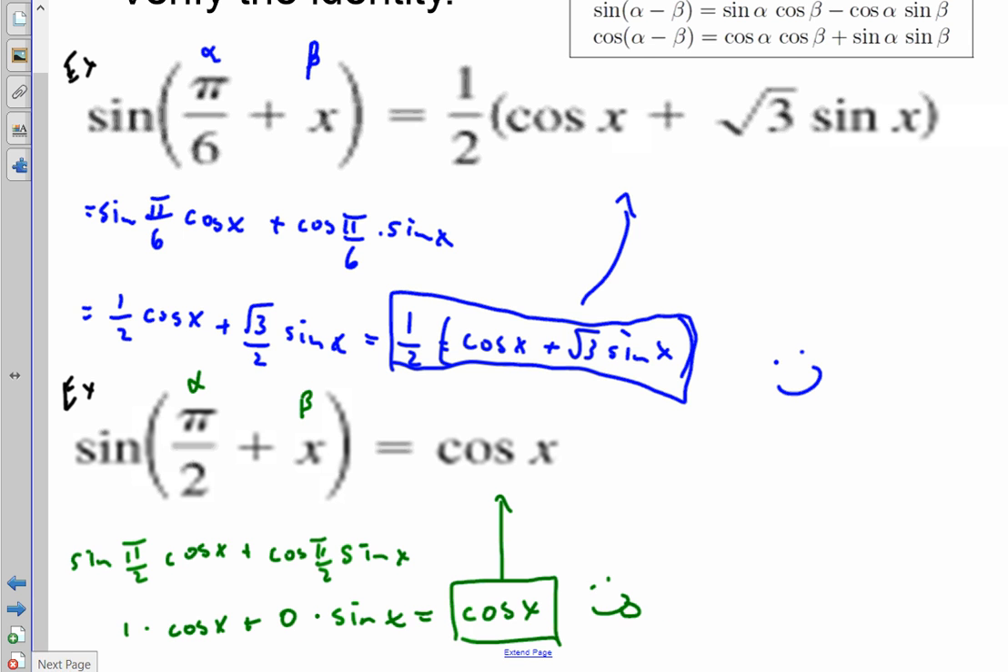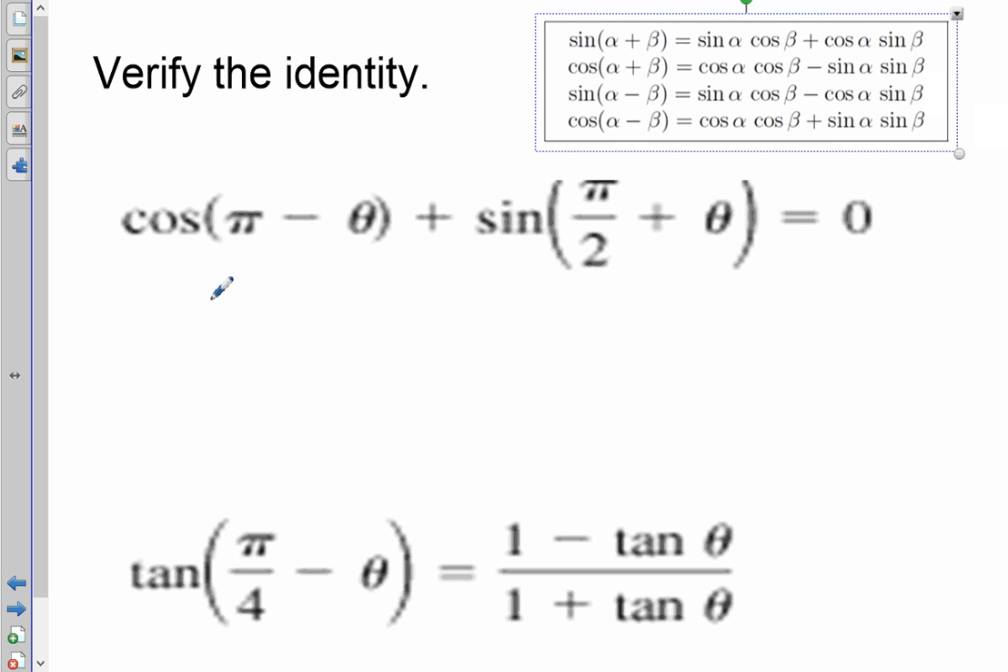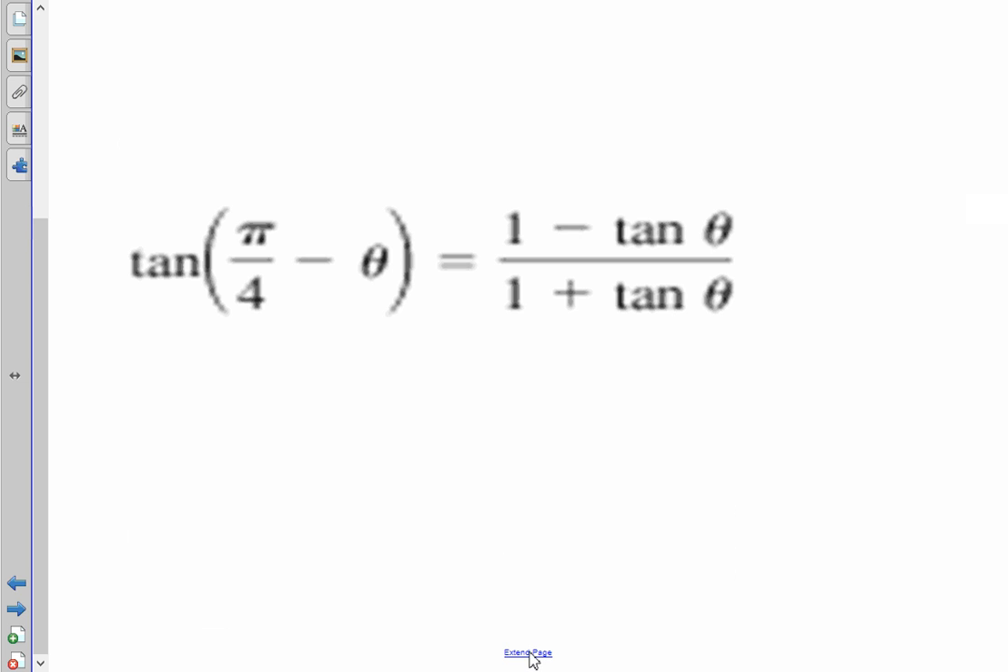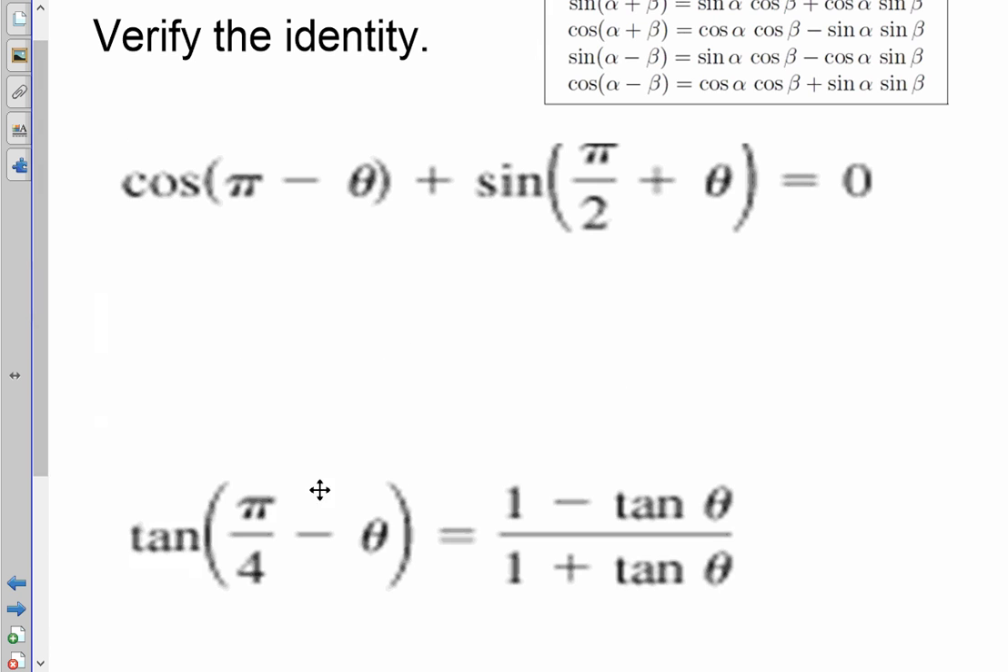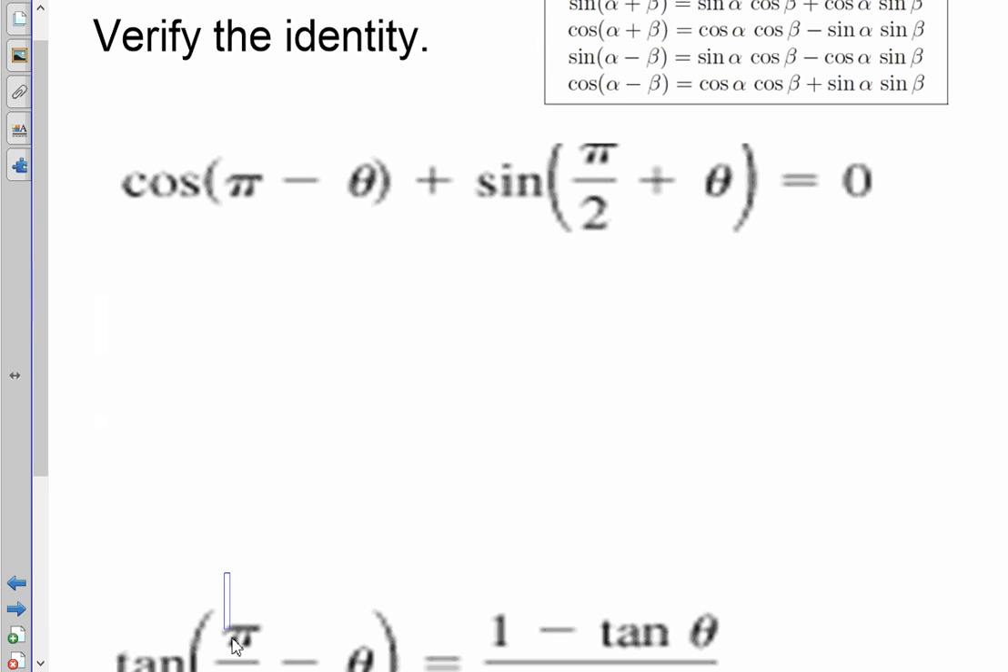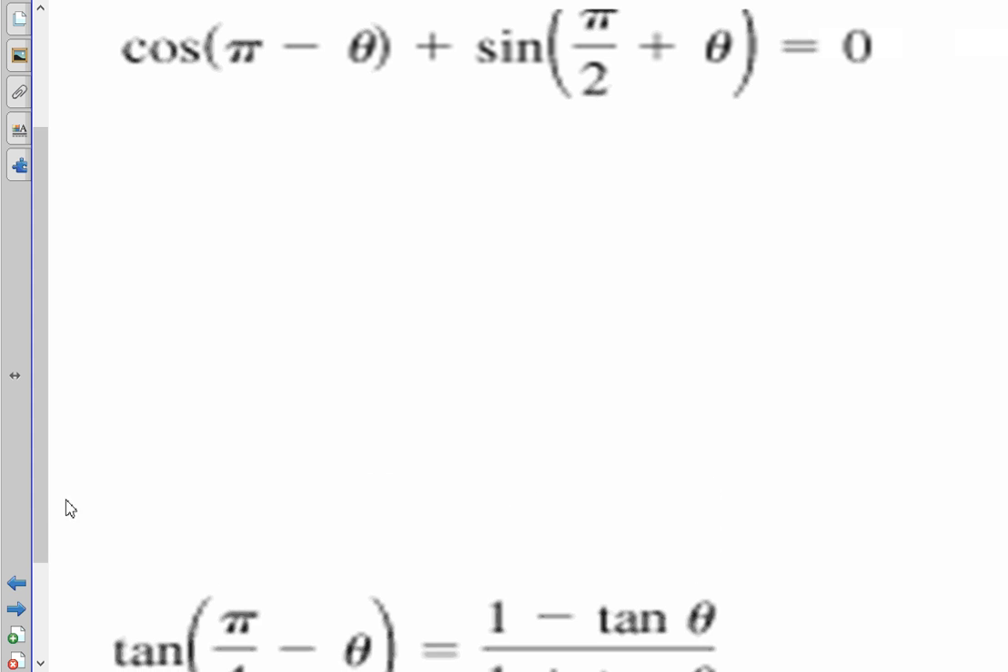All right, let's try 2 more. Right here, we want to verify that this equals 0. Right here we have cosine of pi minus theta, and we have sine of pi over 2 plus theta. I'm going to give us a little more room, so I'm going to put this other problem down on the bottom right here. All right, you can't see it. I'm sorry. Okay, there we go.